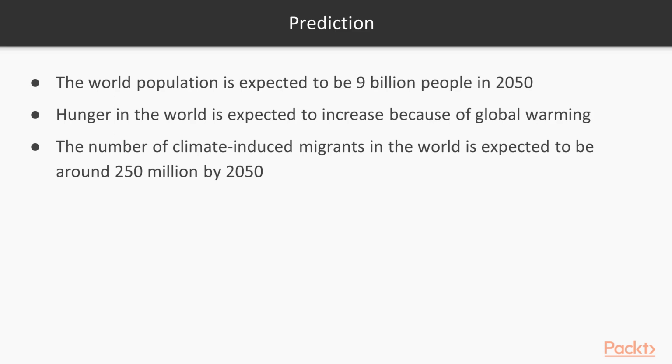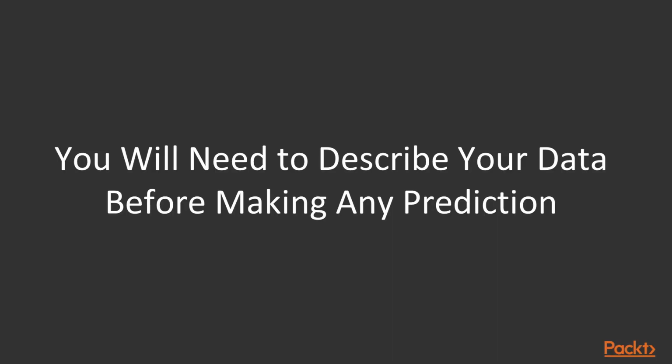Prediction is not only about the future, but it can also be predicting unknown information, such as predicting what other pieces of music someone is likely to love according to some other songs he or she already listened to, or predicting if a photo shows a male or a female face. In any case, you will need to describe your data before making any prediction.